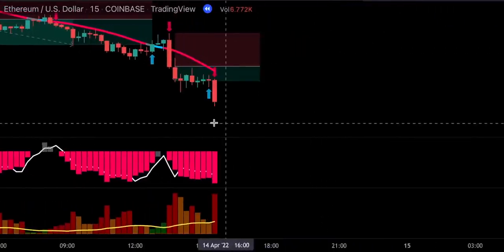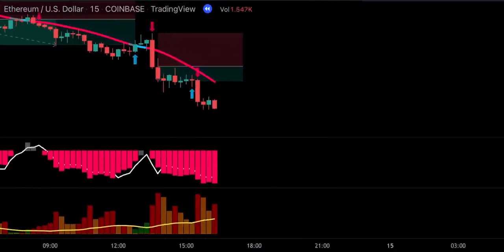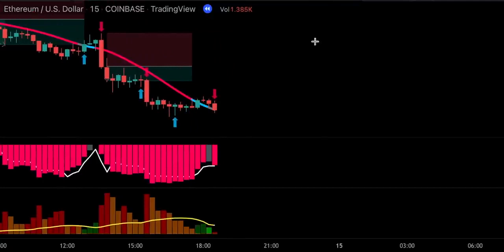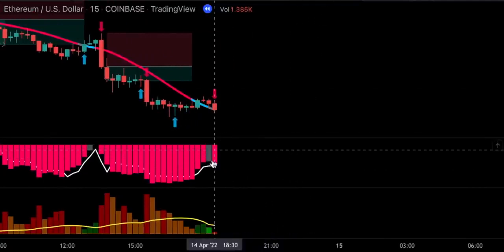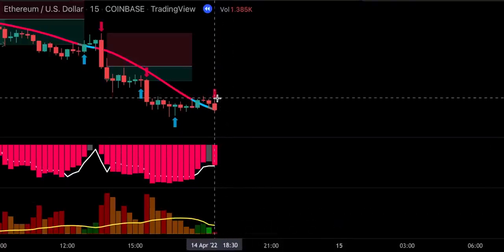We see we just had an exit signal on this candlestick and we collected our small profits. Okay, we have a new short signal from our QQE mod indicator, but this signal is not valid because it's not confirmed by the rest of our indicators.